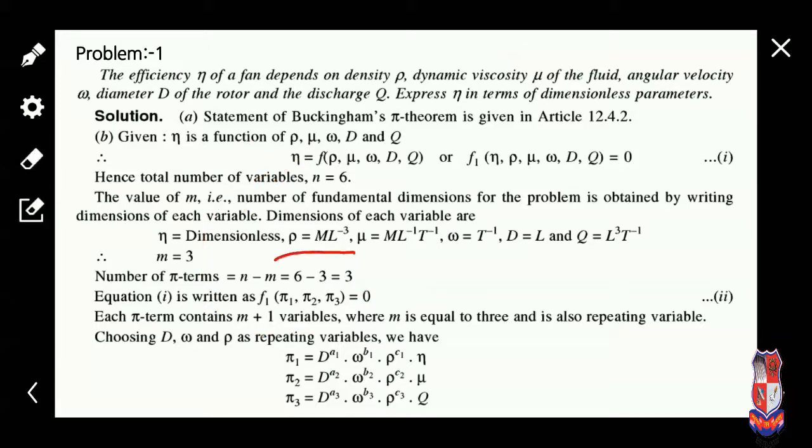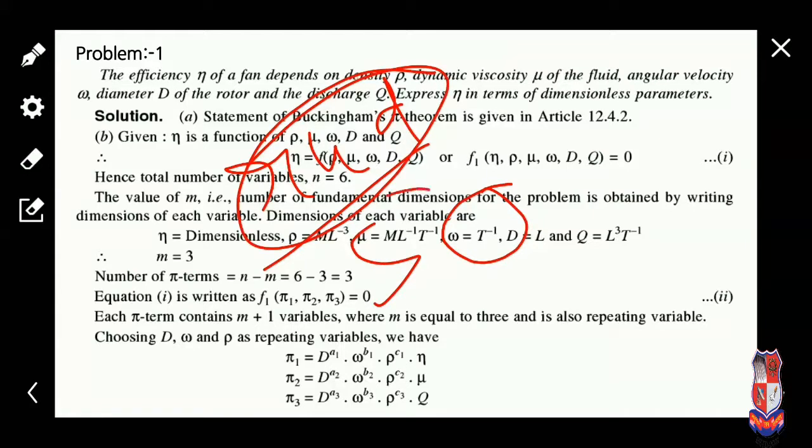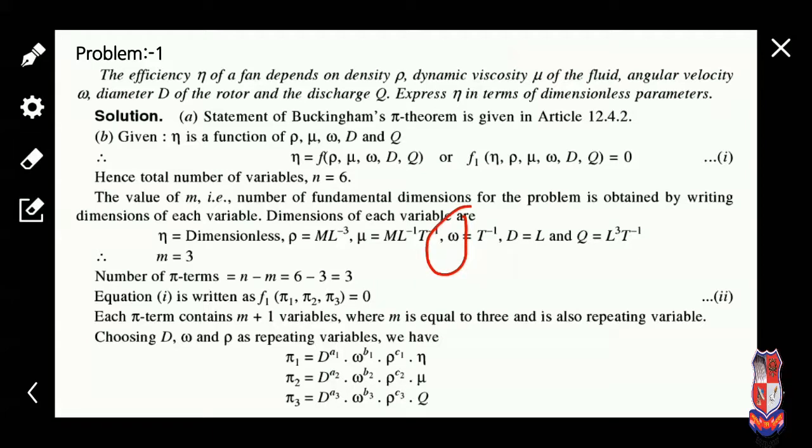Now we find the MLT of all variables. Density we know is ML minus 3. Dynamic viscosity is ML minus 1 T minus 1, and its unit is Newton second per meter square. Angular velocity is radian per second. Radian is not counted as a fundamental dimension, only second is counted. So the MLT of angular velocity is T minus 1. So note this. Now for diameter, the MLT is L. Discharge is volume per unit time, so L cube T minus 1.